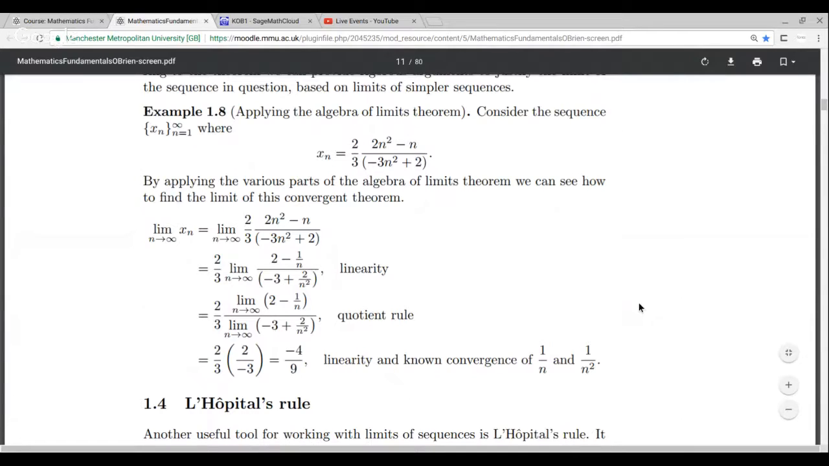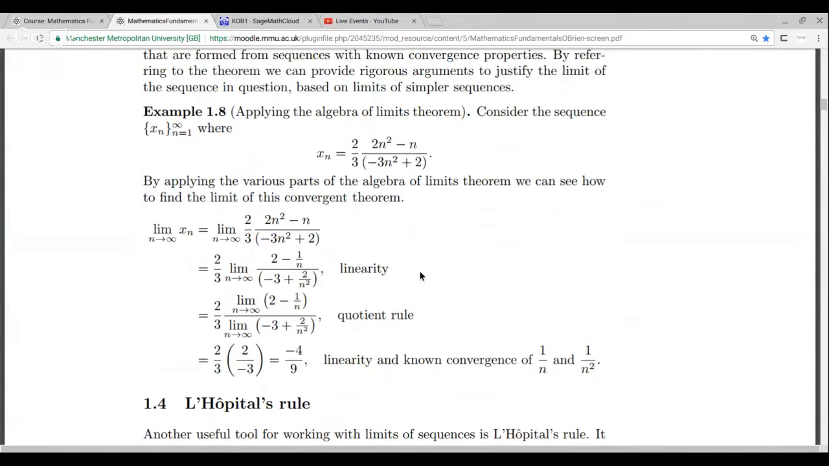Okay. So we would like to use the algebra of limits theorem to draw conclusions about the limit of this new sequence xn. Now, one might be tempted to straight away apply the quotient form of the algebra of limits theorem, because the main operation here is the division of those two polynomials. So you could say the limit of xn is the limit of the top part divided by the limit of the bottom part. But that would not be correct, because the top part, the 2n squared minus n, is not a convergent sequence.